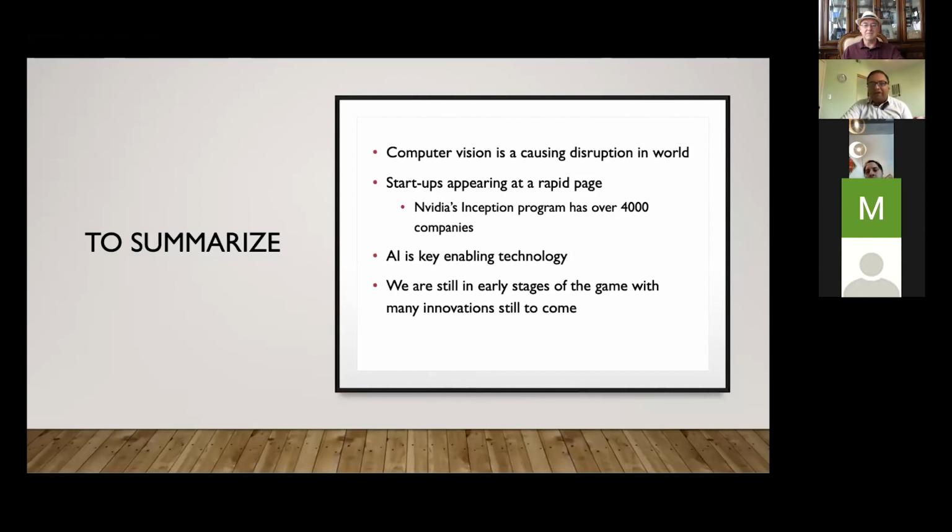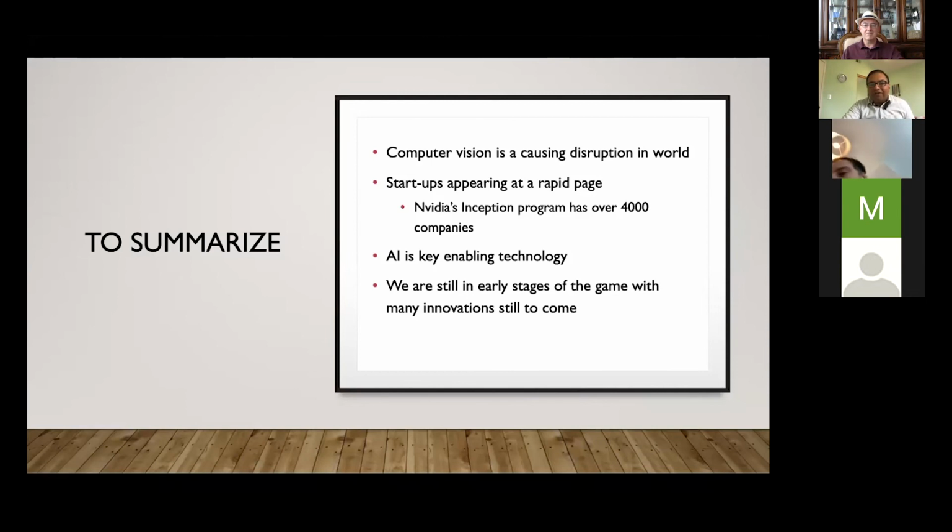So to summarize, computer vision is really causing a disruption in the world. It has emerged, and I remember in my first report back in 2014, I called computer vision a rookie quarterback, and the world has a lot of expectation, and really computer vision has come of age since then.